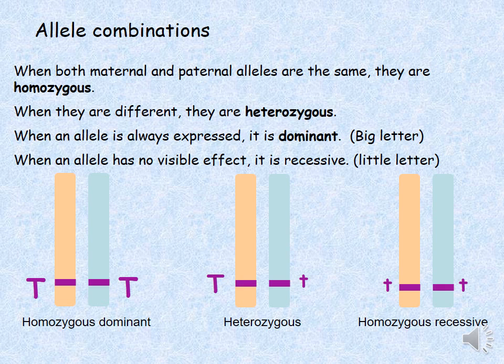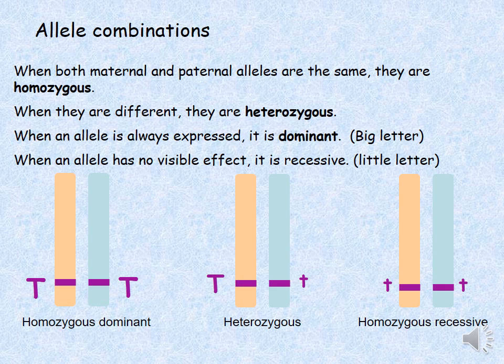When an allele is always expressed. So this is kind of jumping into this next idea. Sometimes a particular allele will be dominant over the other. Dominant means that when they show up together, the dominant is going to be the one that is expressed. It will mask the recessive. So usually dominant is going to be expressed by the capitalized letter, big T. Recessive is going to be small t.